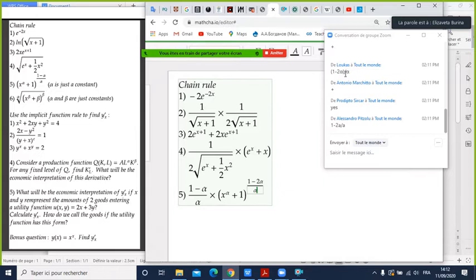Lucas, you have Greek letters. You're the only one. Well, not the only one. You are actually able to type alpha. That's cool.